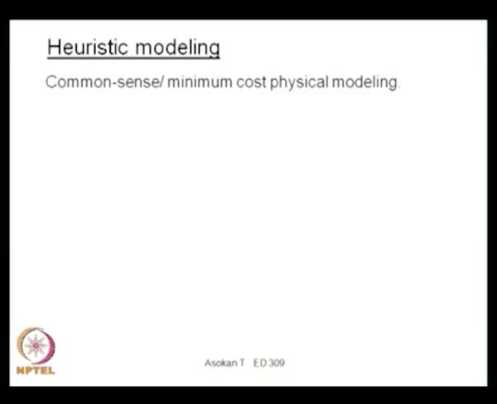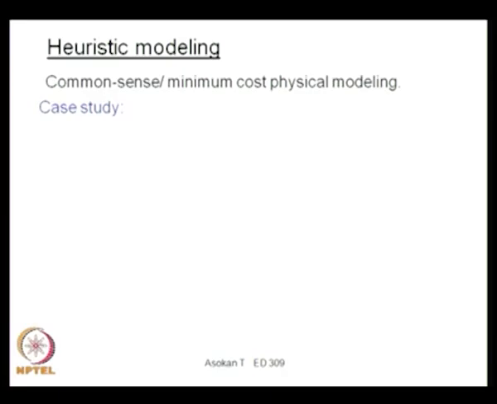Heuristic modeling, as I mentioned, is common sense or minimum cost physical modeling. Here we do not go for any detailed modeling of the system; we apply some common sense or make some simple models using minimum cost as a criterion and then develop the model. So that is heuristic modeling, common sense or minimum cost modeling. I will just tell you a case study where this kind of minimum cost physical modeling can be used.